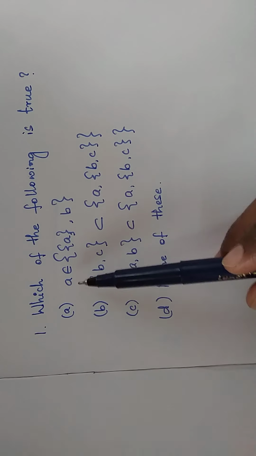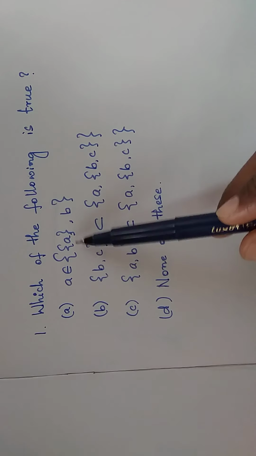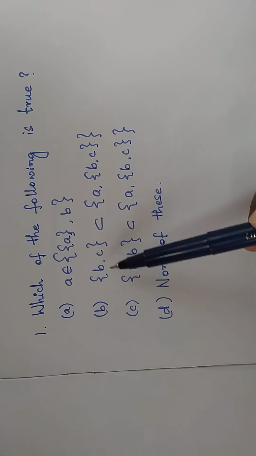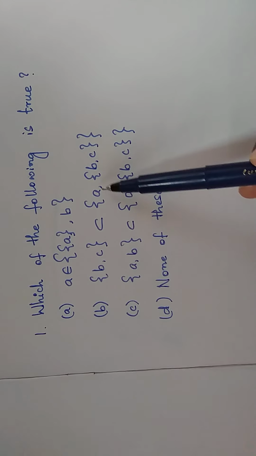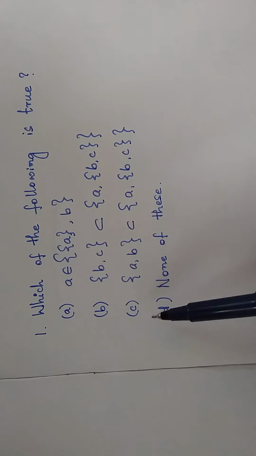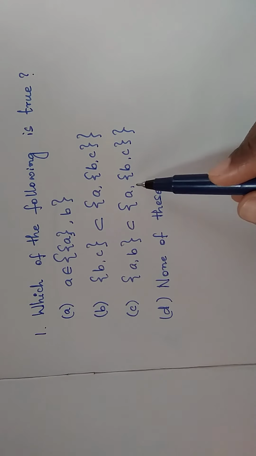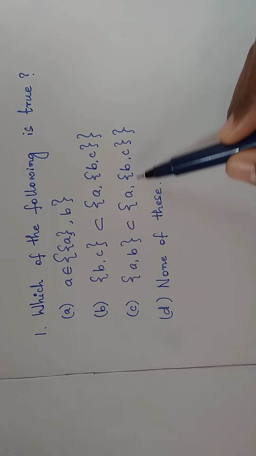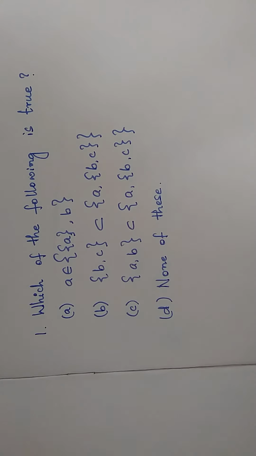Option A: {A} belongs to the set containing the elements {A}, B. Option B: the set {B, C} is a subset of the set containing A and the set {B, C}. Option C: the set {A, B} is a subset of the set containing A and the set {B, C}. Option D: none of these.